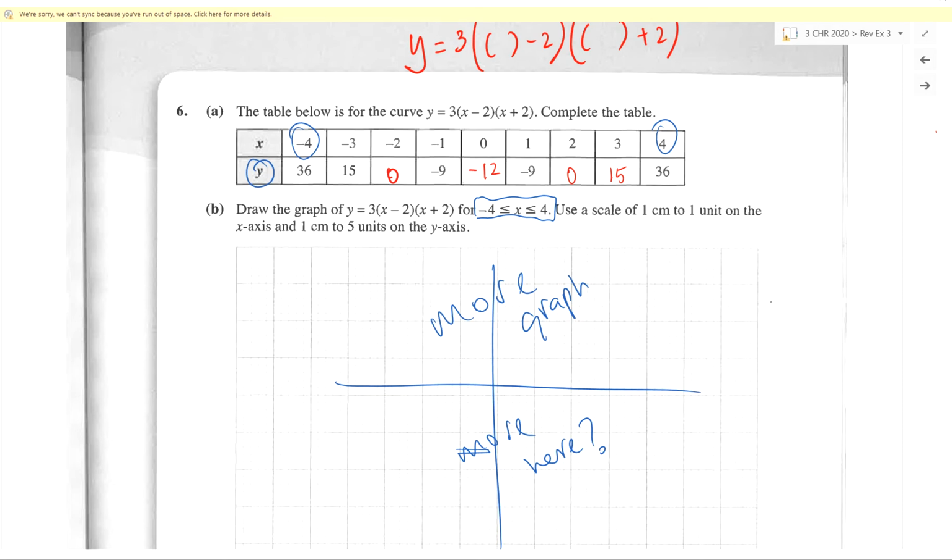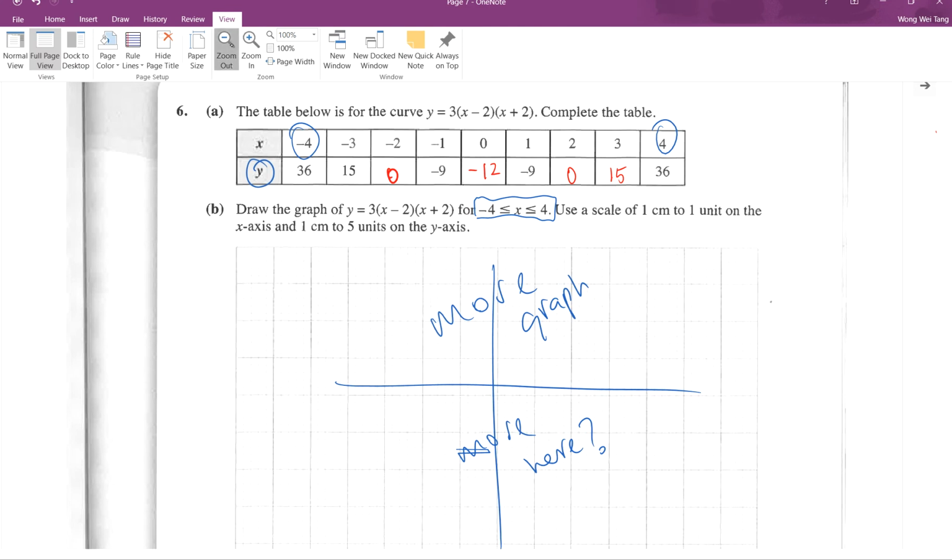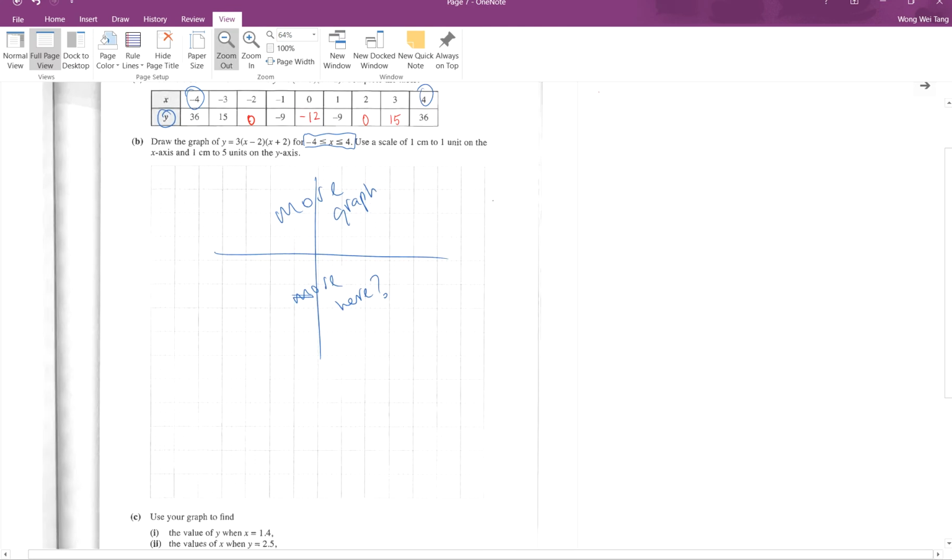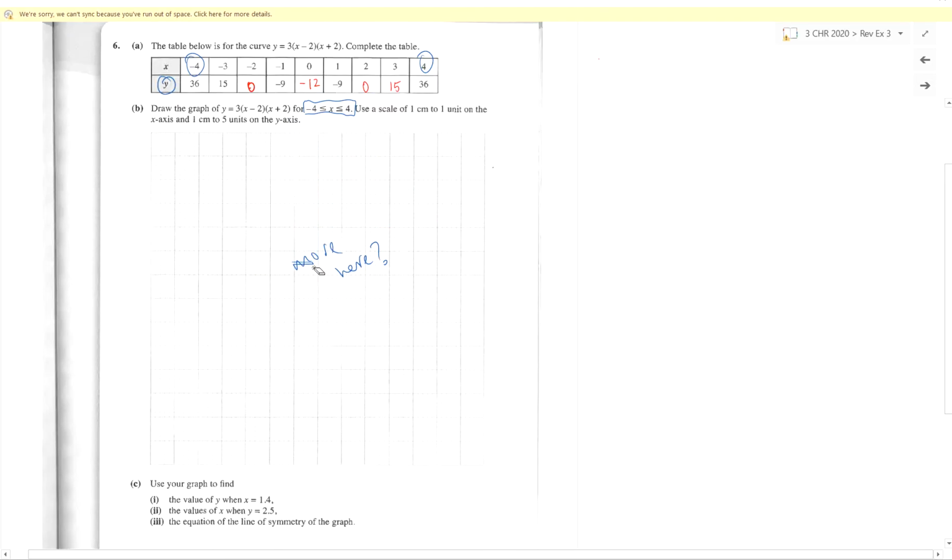So when I zoom out, now we have to plan where we put our x and y axis. Okay, so I know more space on top. Maybe my x-axis should be somewhere here. Reasonable? There's more space on top. Now we need to confirm whether there really is enough space or not. 1 cm to 5 units on the y-axis.